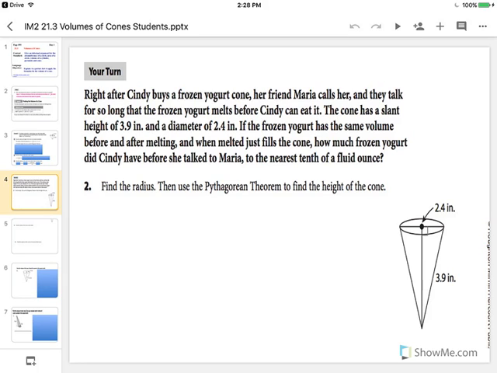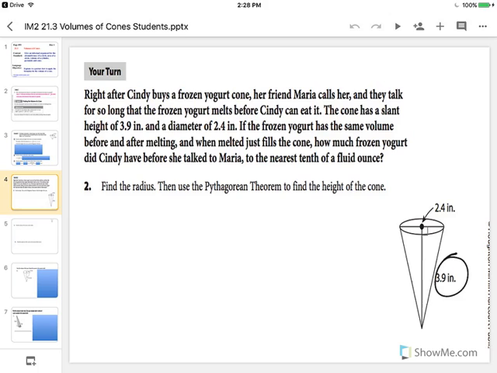This example is similar to what we just did. Right after Cindy buys a frozen yogurt cone, her friend Maria calls her, and they talk for so long that the frozen yogurt melts before Cindy can eat it. The cone has a slant height of 3.9 inches and a diameter of 2.4 inches. If the frozen yogurt had the same volume before and after melting, and when melted just filled the cone, how much frozen yogurt did Cindy have before she talked to Maria, to the nearest tenth of a fluid ounce?